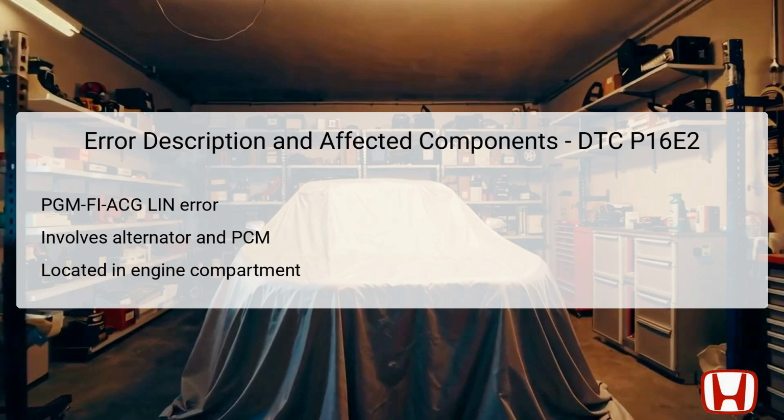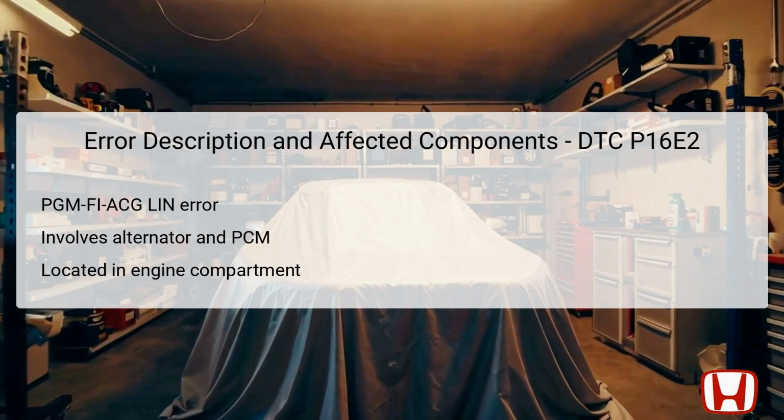The error described by DTC P16E2 involves the PGM-FI-ACG LIN communication, which directly affects the interaction between the engine control module ECM and the alternator. The alternator is responsible for generating electrical power to recharge the battery and power the electrical systems when the engine is running. The powertrain control module, PCM, or ECM, is the vehicle's brain that manages the engine's performance and operation.